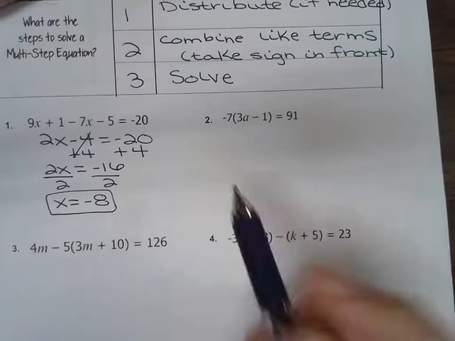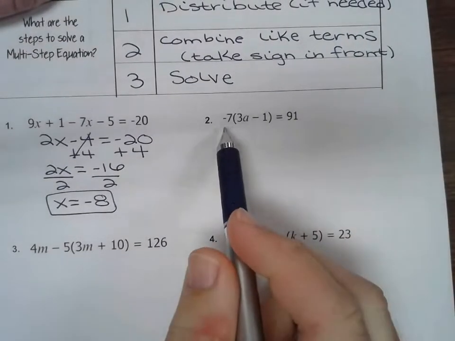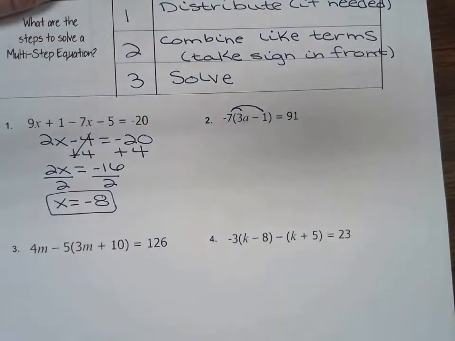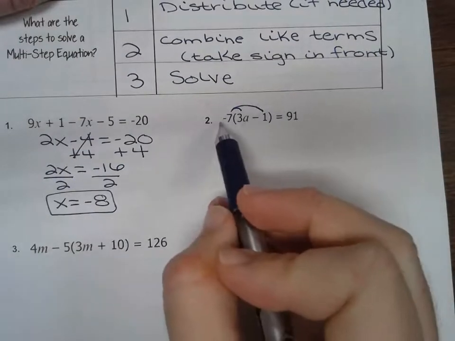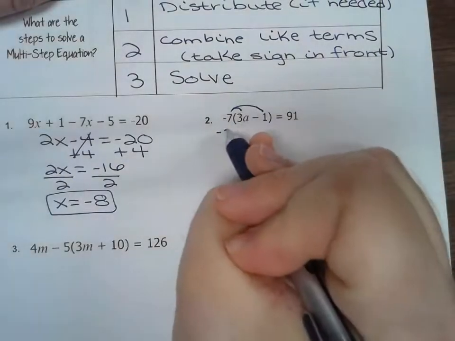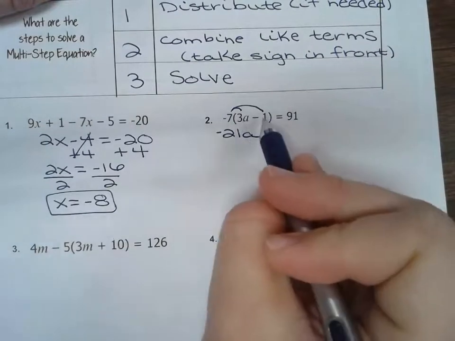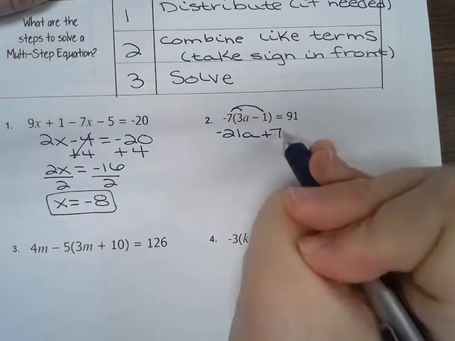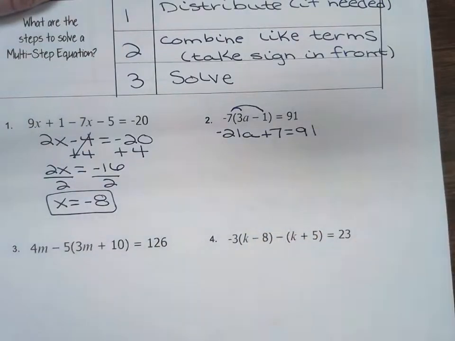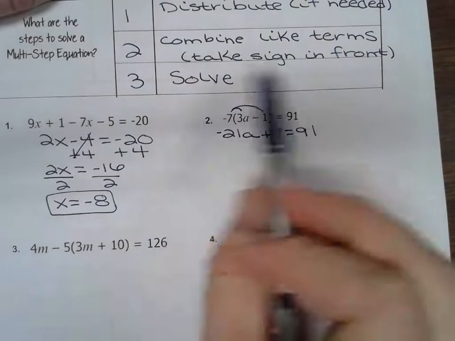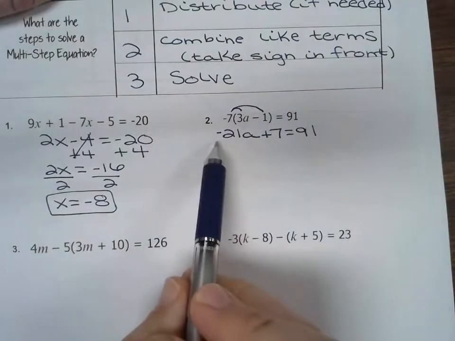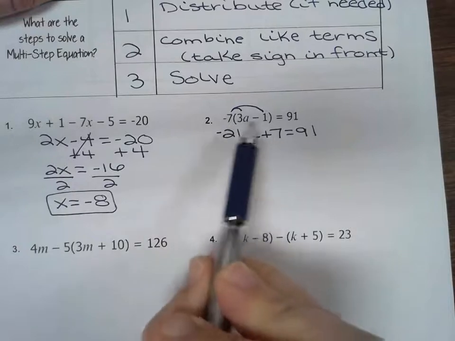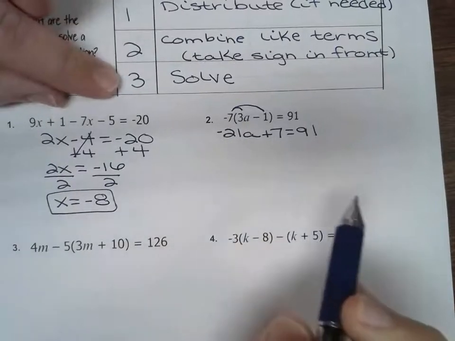Now as I look at number 2, we should notice, like I said earlier, we are going to need to distribute that negative 7. We're only distributing it to what's in parentheses. Negative 7 times 3a is negative 21a. Negative 7 times negative 1 is positive 7, a negative times a negative is positive, equals 91. Now let's see if we need to combine anything on the left side. It's negative 21a plus 7. I can't combine anything, so we're just going to step 3 and solving it.